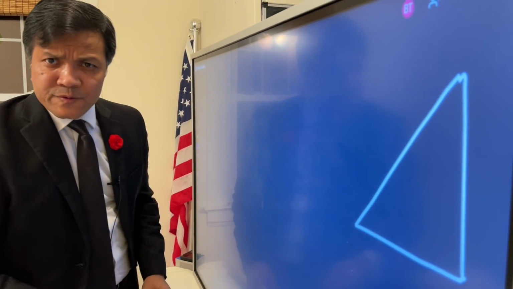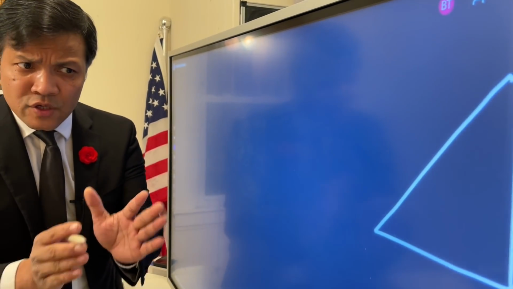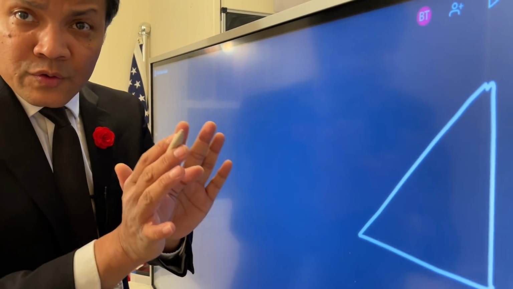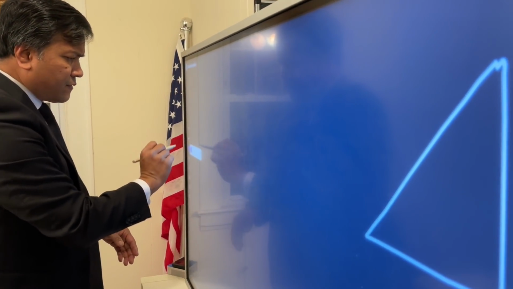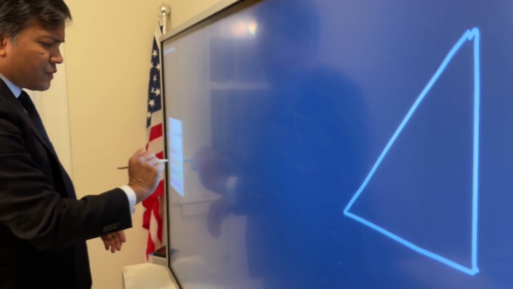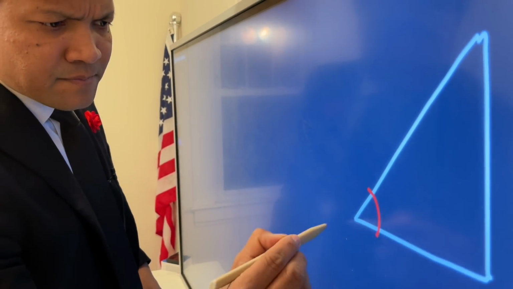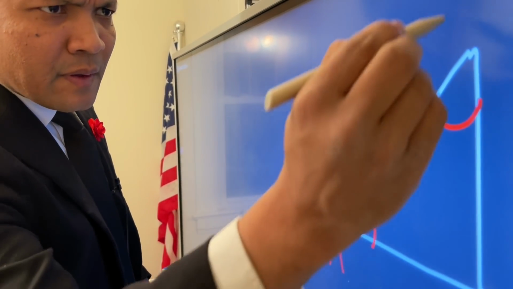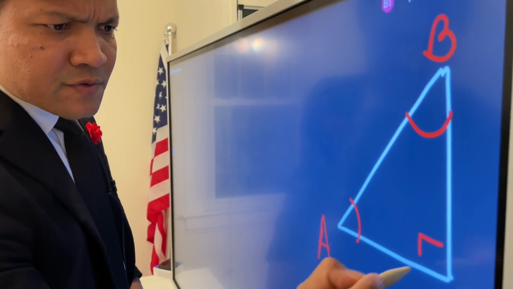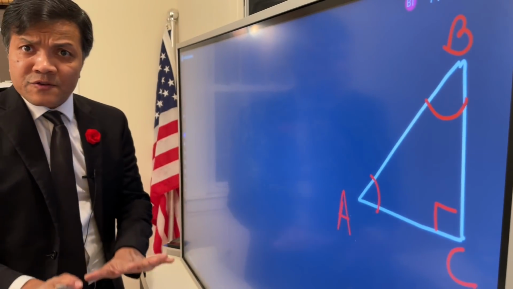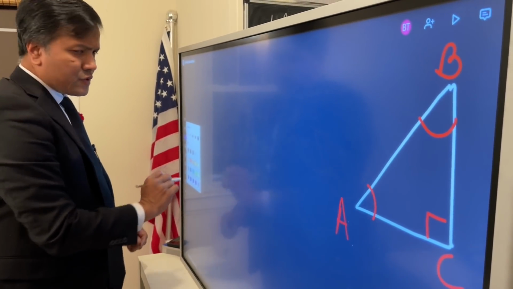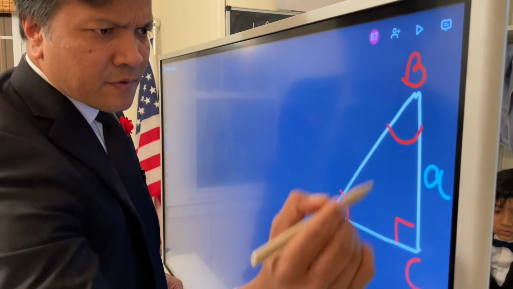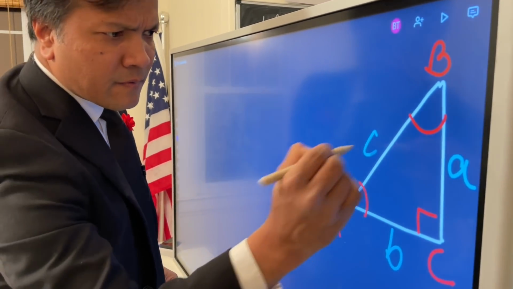What do you notice? I'm gonna give you a few seconds to write down everything you notice. So you notice a few things. What are these few things? Of course, you notice the angles A, B, and C, and of course their side lengths.